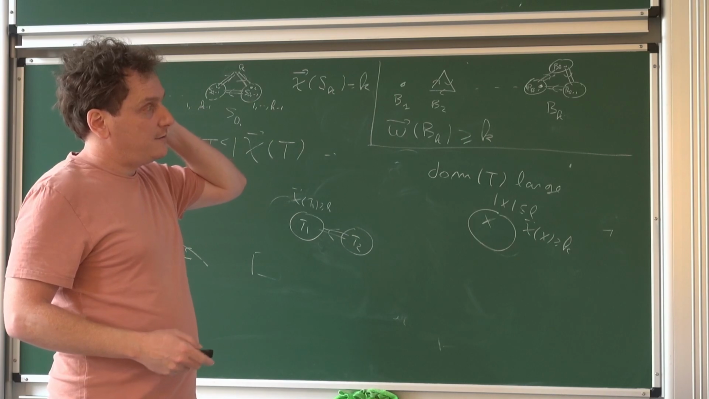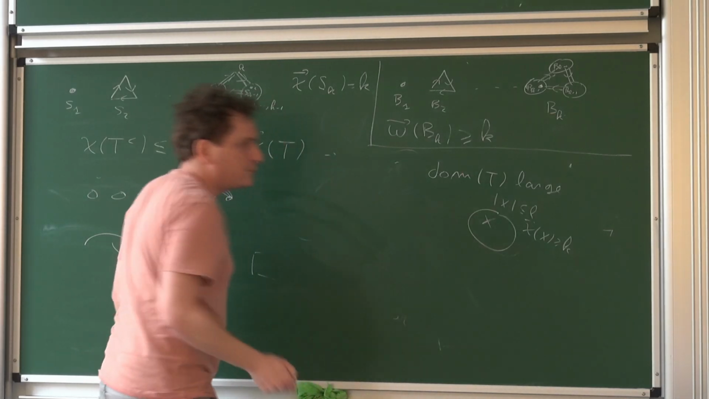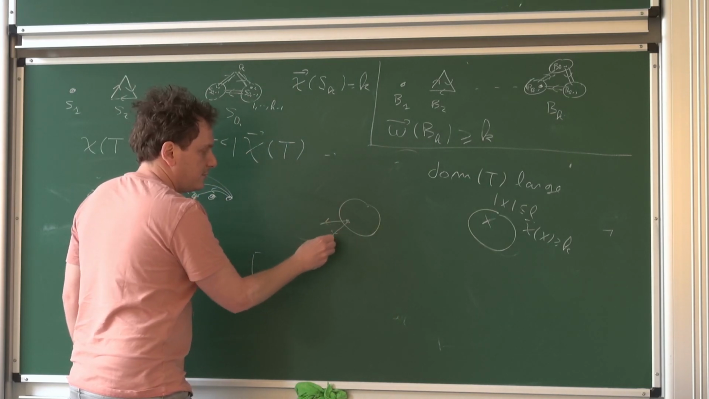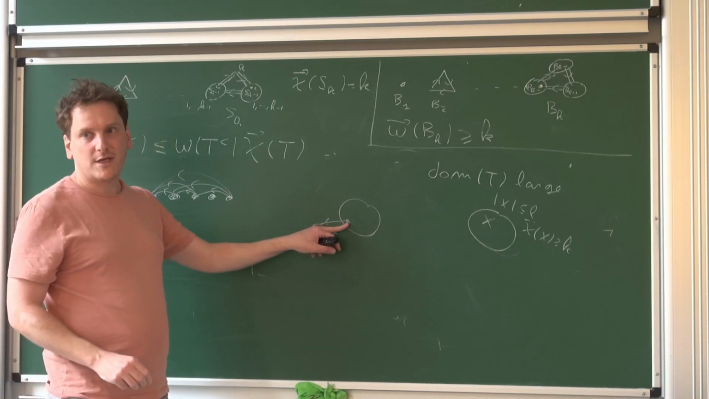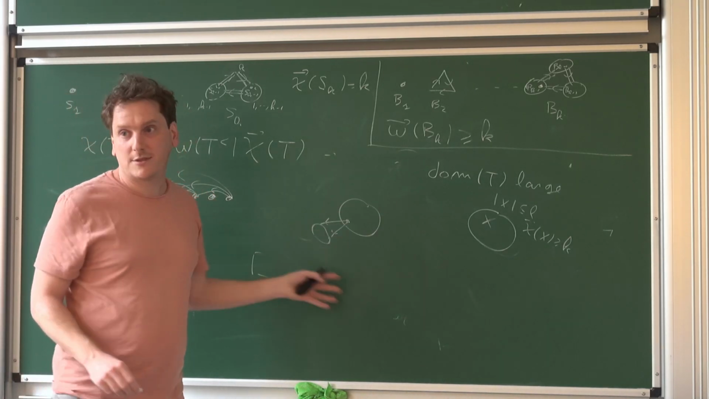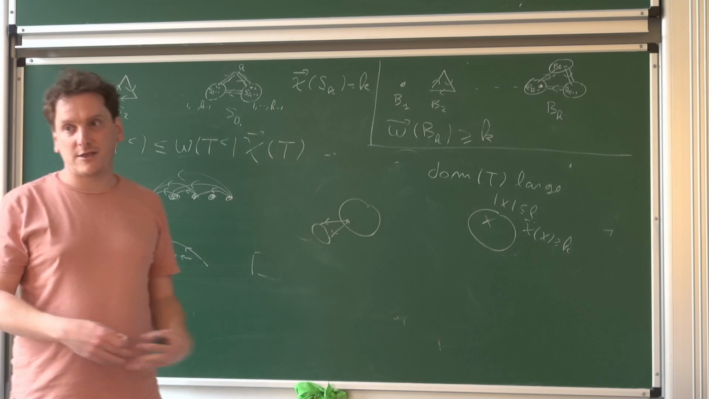This was very nice, and the strong result that I told you earlier is a corollary of this. This local to global said that for every tournament, if chi of the out neighborhood of x is at most t for every x, then the dichromatic number of the whole tournament is small. And this is a corollary of this, because if the tournament has small domination number, so it has a small dominating set, then the whole tournament is covered by the out neighborhoods of those vertices, but the out neighborhood of every vertex is supposed to be small. So the tournament has small dichromatic number.